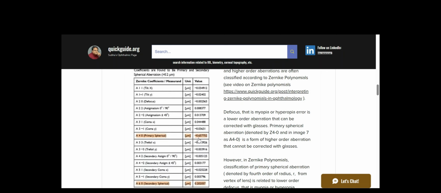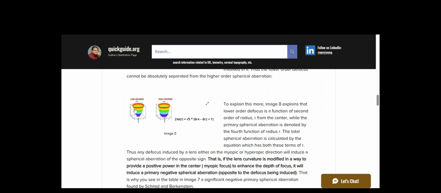And why? Because I have actually explained this in another article. You can always use the search button and search for it. It is in the EDOF lenses article, where I discuss many different types of EDOF lenses or enhanced monofocal lenses. Briefly, what I have explained there is that this is the defocus. This is the lower order. This could be myopia, this could be hyperopia, and this is defined by second order over the radius.